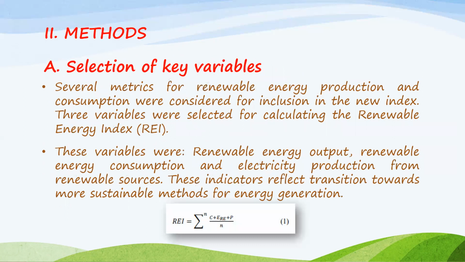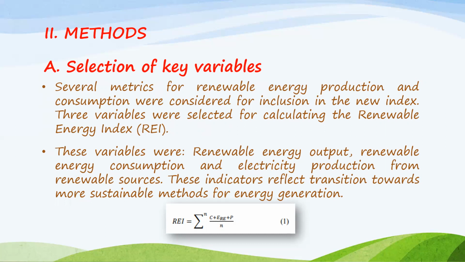Let's talk about the methods which are used. Selection of key variables. Several metrics for renewable energy production and consumption were considered for inclusion in the new index. Three variables were selected for calculating the renewable energy index, which is also called REI. These variables were renewable energy output, renewable energy consumption, and electrical production from renewable sources. These indicators reflect the transition towards more sustainable methods for energy generation.